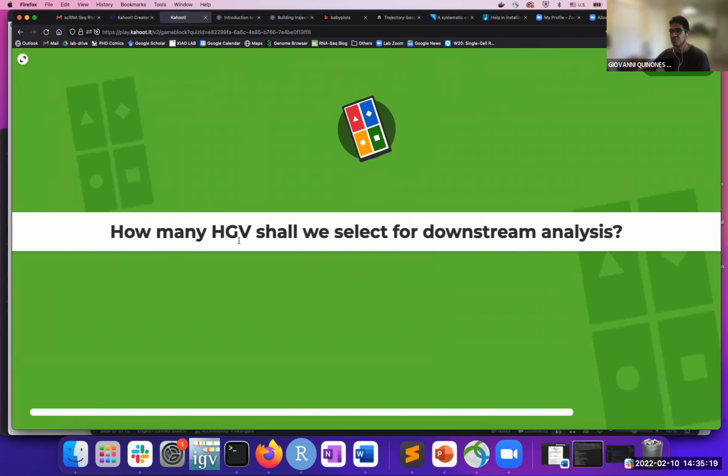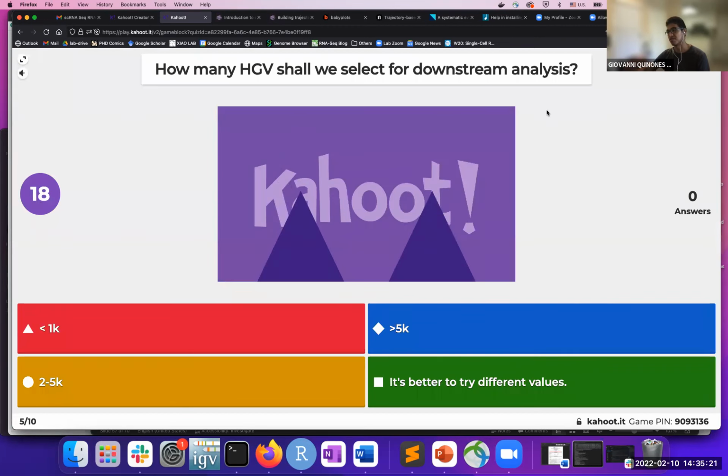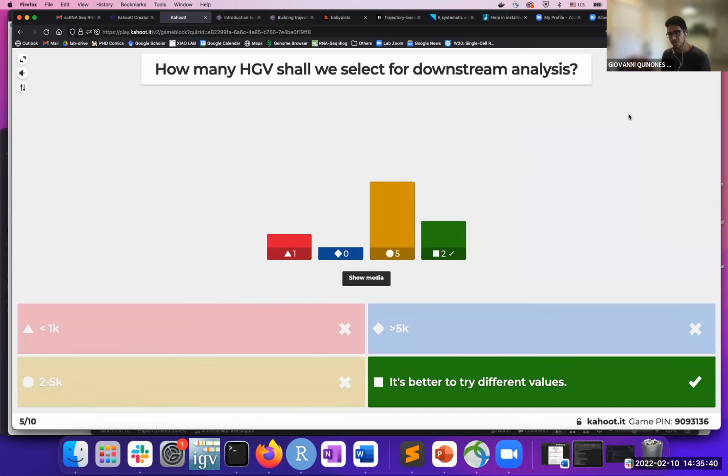How many HGV shall we select for downstream analysis? So I encourage you to look at all the options carefully. How many highly variable genes shall we select for downstream analysis? Which one of these do you consider? Yes. This one is a tricky one.